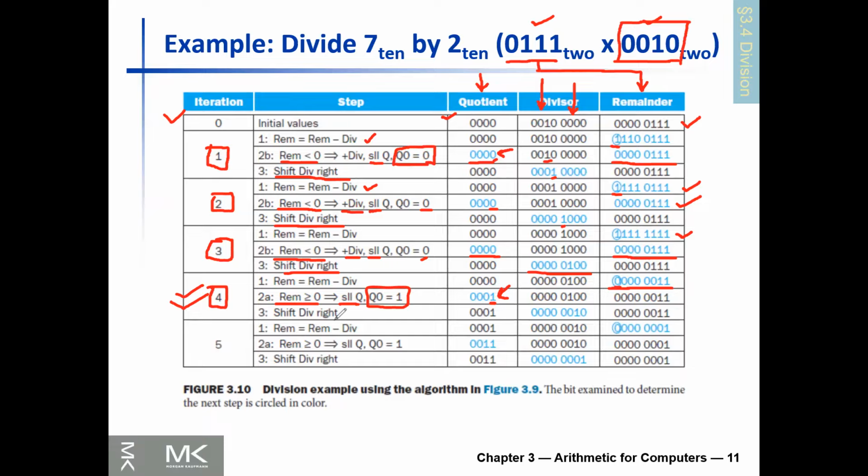Then shift divisor right side. So we will be shifting one more side. It's now become 4. Now, fifth iteration, we'll do it again. We'll subtract it and we'll find it. Again, the result is 0. Yani remainder is greater than equal to 0.